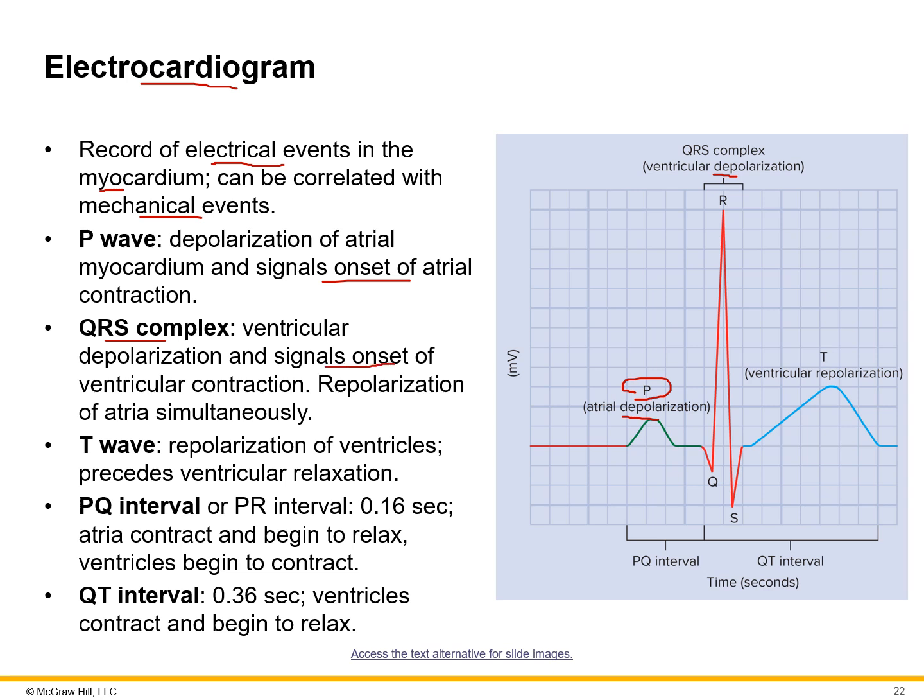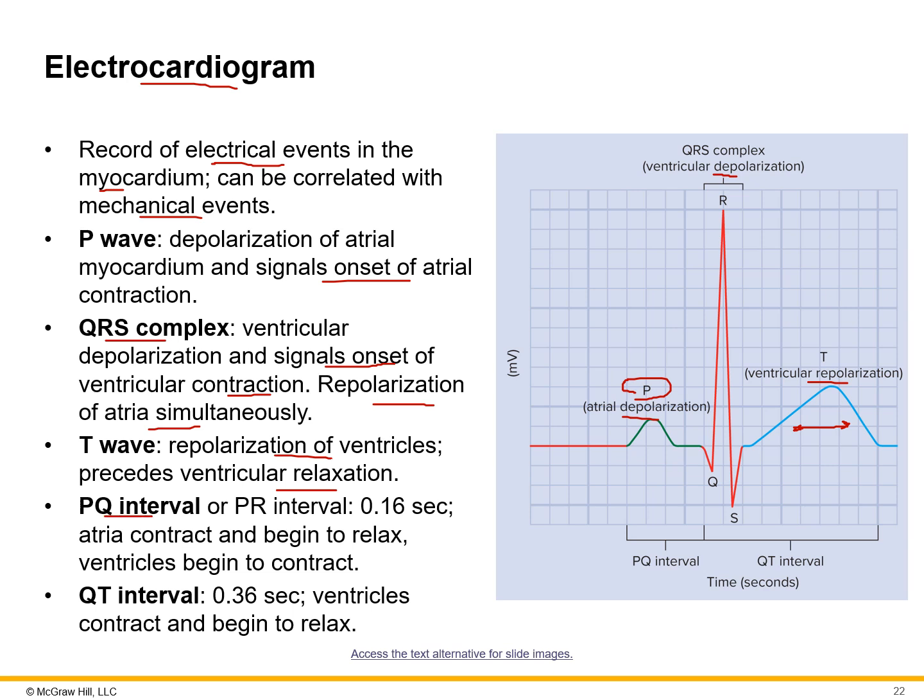That signals the onset of the contraction of the ventricles, and then we get repolarization of the atria happening kind of at the same time. So we get contraction, depolarization of the ventricles while the atria are repolarizing. Then we have this T wave, which is the repolarization of the ventricles that precedes the relaxation. So it remains contracted during this time of this ventricular repolarization. And you can see that it's longer than what our atrial depolarization is.